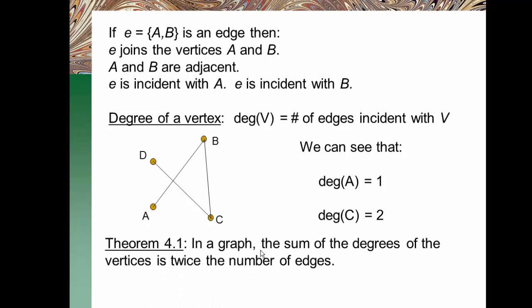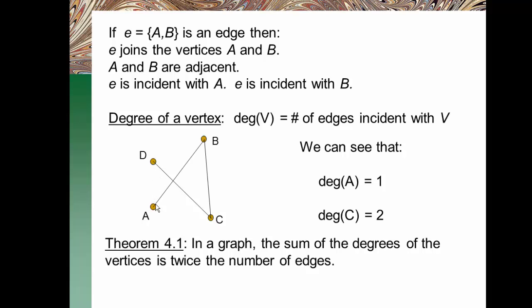Finally, we have a theorem, Theorem 4.1 in the textbook. It says that in any graph, the sum of the degrees of the vertices is twice the number of edges. If we go back to this example here, let's add all the degrees. Degree of A is 1, degree of B is 2, degree of C is 2.